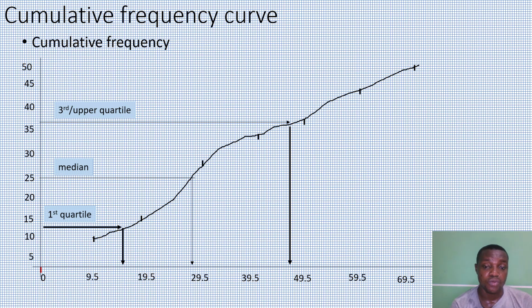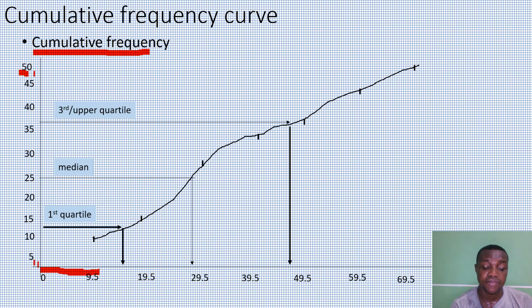So we rule our horizontal, then our vertical with a ruler. When we are done with that, we mark the vertical axis, cumulative frequency. We accommodate the lowest to the highest number of cumulative frequency. We know that the highest is 50, so we make sure it accommodates that. Then you mark the horizontal axis, the upper class boundary.